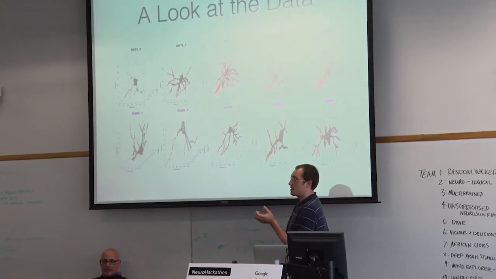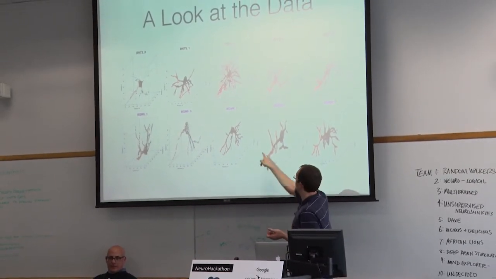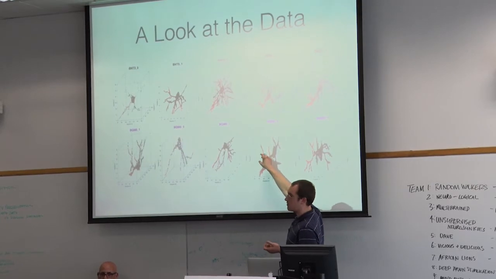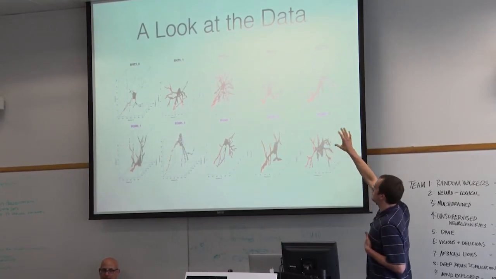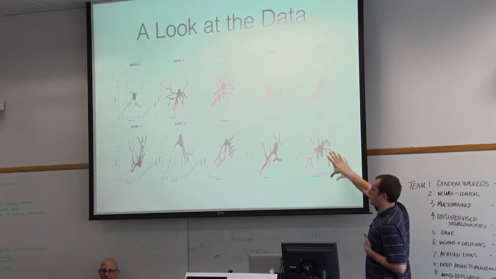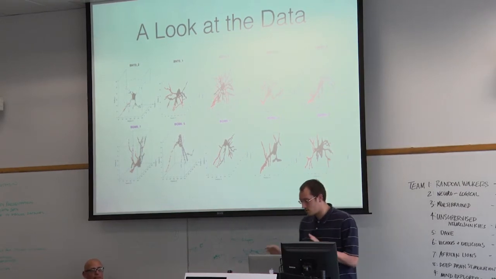And for each one of these synapses, we also measure various properties. So we know the area, the volume, the shape of each one of these particular synapses. The top five correspond to the autistic neurons, and the bottom five correspond to the non-autistic neurons. So this is just a look at the data.